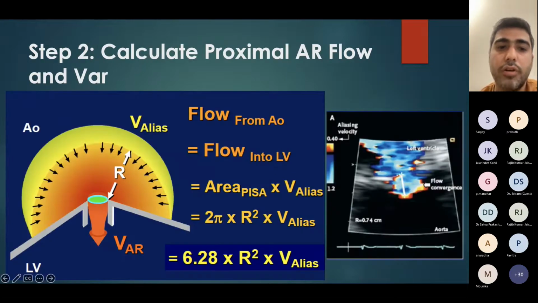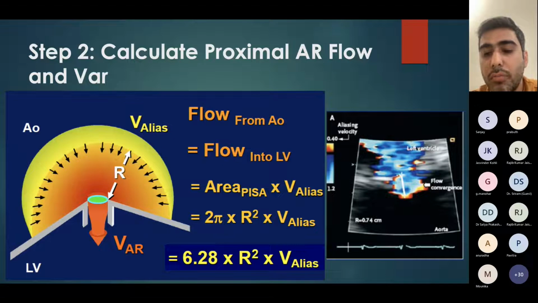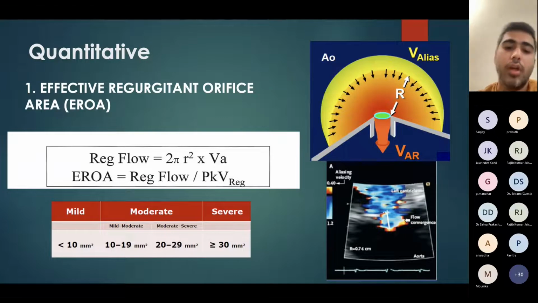Subsequently, we calculate the proximal flow from these data. The flow from the aorta will be equal to the flow going back into the left ventricle. So flow will be equal to the area of the PISA multiplied by the aliasing velocity. The area of the PISA will be measured as 2 pi r squared, and multiplying it with the aliasing velocity will be equal to the flow going through the regurgitant orifice into the left ventricle. The regurgitant orifice area can be derived by dividing the flow by the peak regurgitant jet velocity.